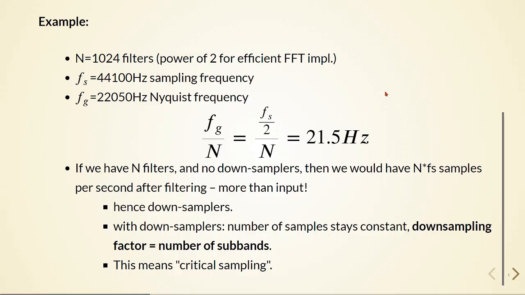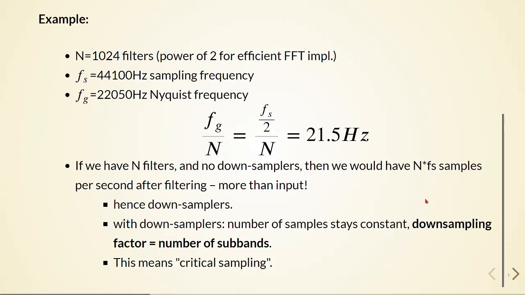With downsamplers, the number of samples stays constant. The downsampling factor is equal to the number of subbands, and this means critical sampling. Of course, there can be filter banks that are not critically sampled, but in this case we are introducing the concept of critical sampling. That means that the downsampling factor is equal to the number of subbands.